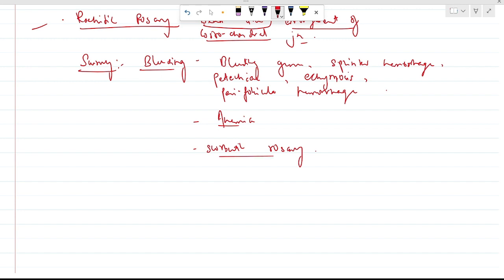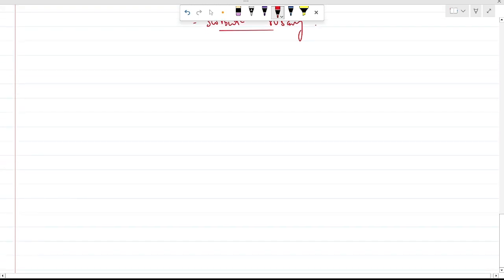These are some of the important clinical manifestations in scurvy due to vitamin C deficiency. Next we are going to see an important infantile scurvy that occurs in infants. This is commonly called Barlow's disease.